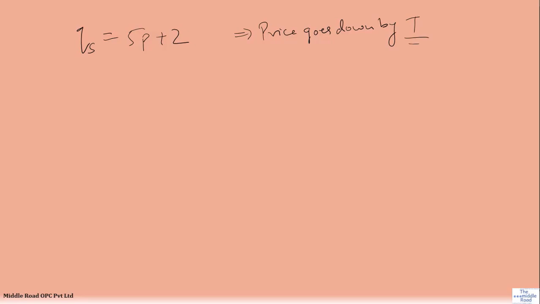Now we are going to get the new equation. We have QS is equal to 5P plus 2, which is going to become 5 into P minus T plus 2. Now P minus T is the tax which you have, so it's always the supply equation I talked about. Whenever you're implementing any tax, an excise tax, it's always on the supply equation. So you open the supply equation, and now equate the supply equation to the demand equation.